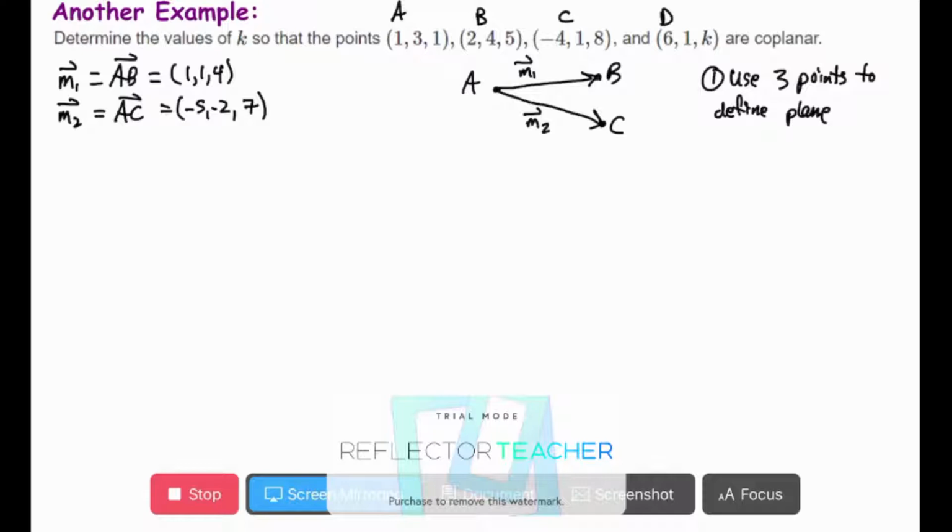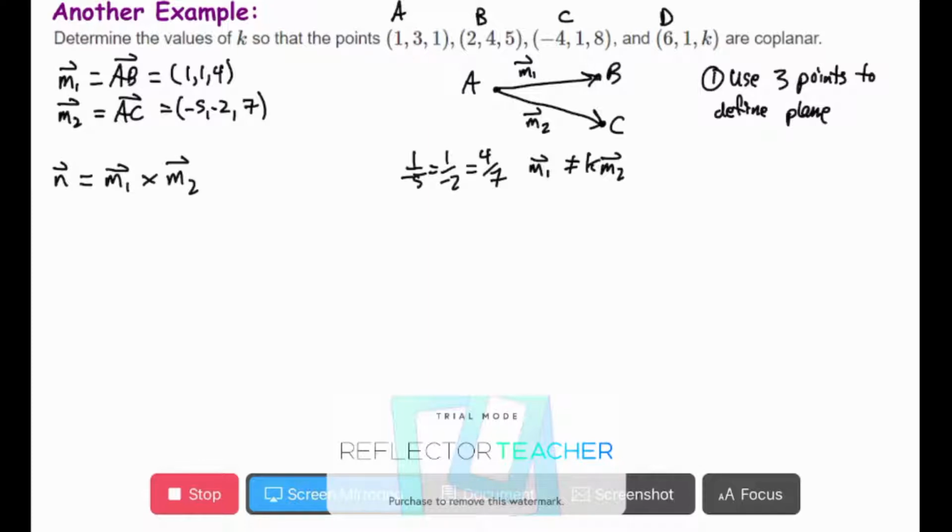So let's take a look. Let's do our test. 1 over negative 5, 1 over negative 2, 4 over 7. Obviously not collinear, so M1 is not a scalar multiple of M2, which means we can use them to find our normal vector. So I'm going to take the cross product. And I'm not showing quite as much work this time because I already did that previously. So I'm going to find my normal by finding the cross product of M1 and M2.